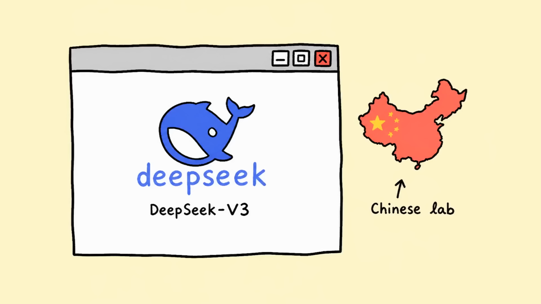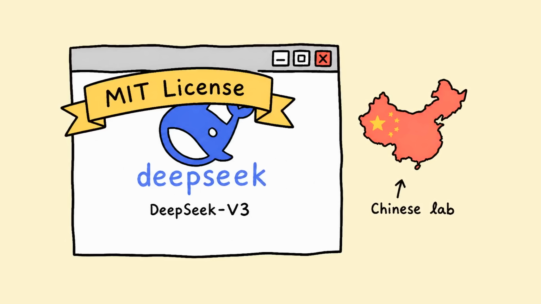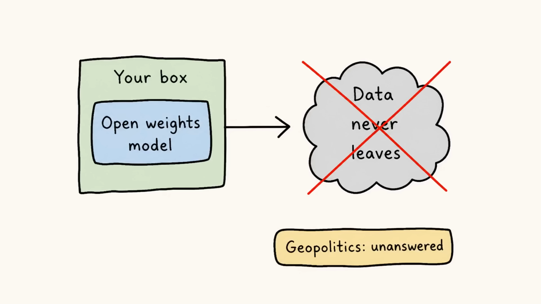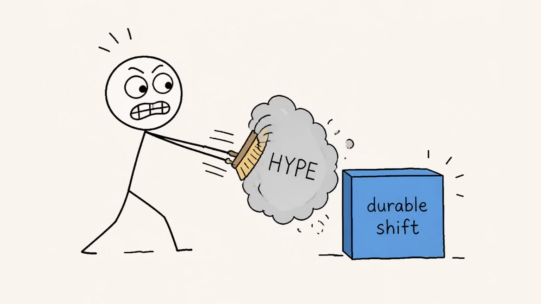One more too for anyone shipping at a company. DeepSeek is a Chinese lab. The MIT license is genuinely permissive, but the questions about training data provenance and supply chain risk, those are unresolved. Open weights solve the privacy problem. The data never leaves your box, but they don't answer the geopolitics one.